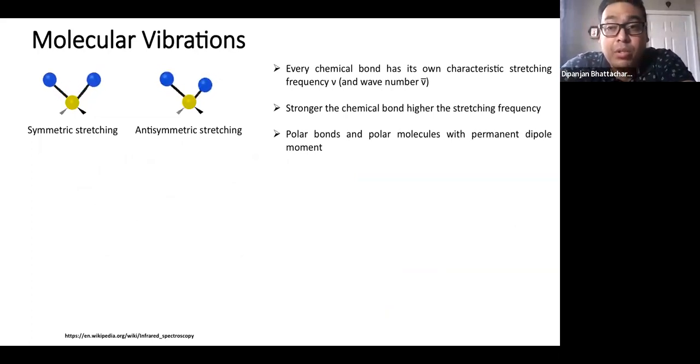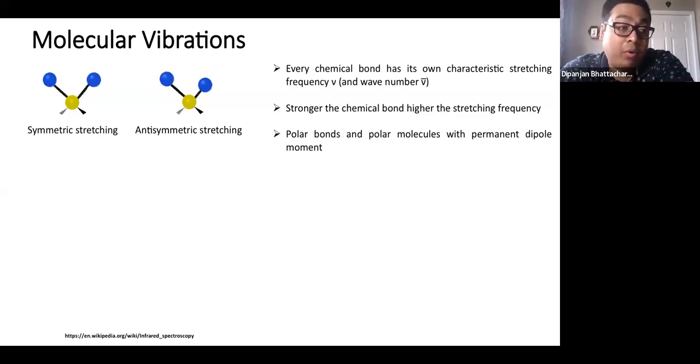And every functional group has its own characteristic stretching frequency, or nu bar. And obviously, if the bond is stronger, you're going to have a higher stretching frequency, and every functional group will have its characteristic position. One very important thing to remember when we're discussing IR spectroscopy, that a lot of people actually overlook, is only polar bonds and polar molecules are sensitive towards IR spectroscopy. Molecules that have a permanent dipole moment.